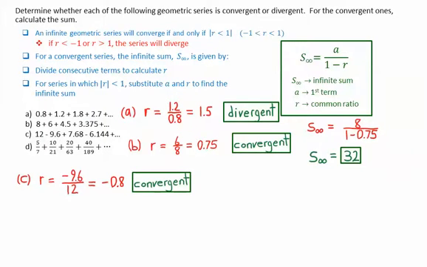To calculate the sum, again, we substitute for A and r. In this case, A equals 12 and r equals -0.8. This gives a result of 6.67 for the infinite sum.